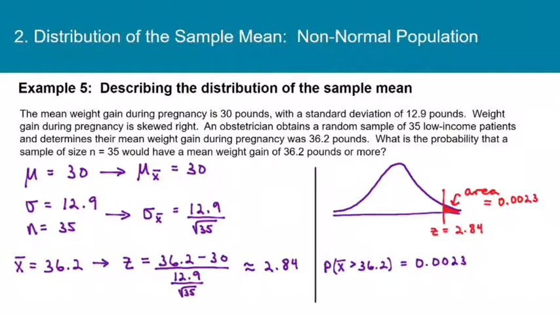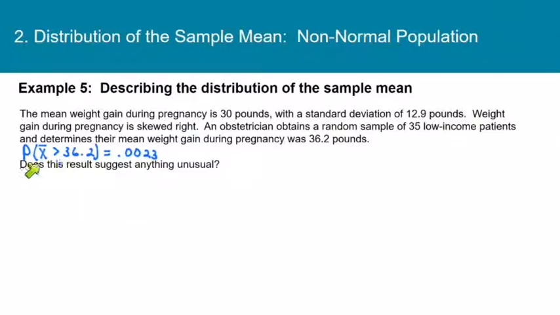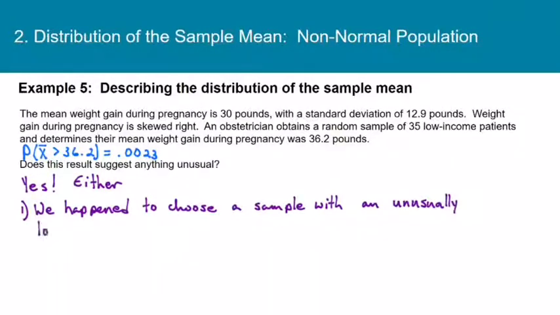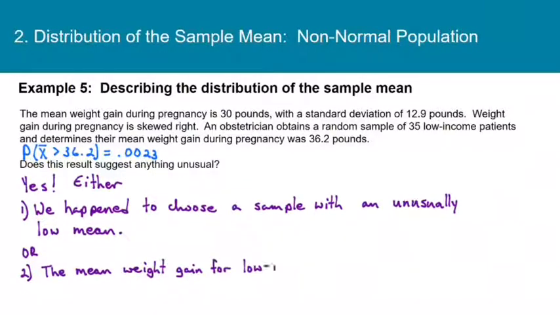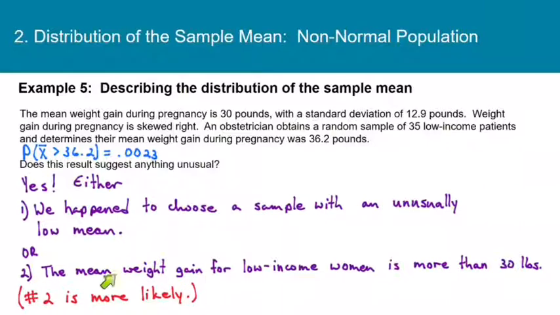So the probability of the sample mean being greater than 36.2 is only 0.0023, quite small. Okay, now the question is, knowing that the probability of having a sample mean greater than 36.2 is so small, does this suggest anything unusual? And the answer is yes, this does tell us something unusual. Either we happen to choose a sample with an unusually high mean, which is possible but not very likely, or the mean weight gain for low-income patients is actually more than 30 pounds. Number 2 is much more likely. The probability of number 1 happening is only 0.0023. What's more likely is that mu is not actually 30, it's actually something larger than 30.